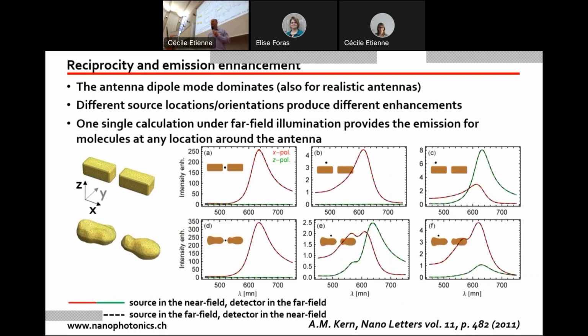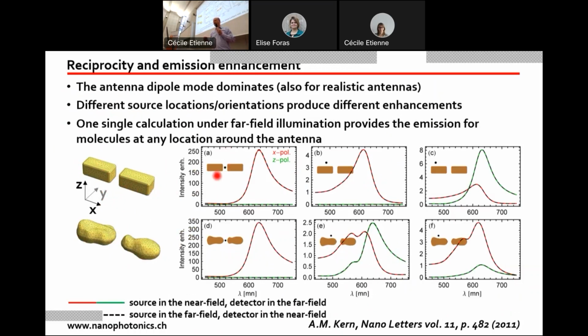And we've done that for the two structures, the perfect antenna and the realistic antenna, by putting dipoles at different locations. For example, at the center of the antenna here, we put a dipole. We look at two orientations, when the dipole is along the axis of the structure.